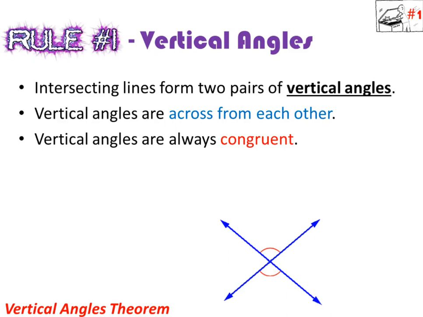I'm going to go over the different types of angles. First off, vertical angles. When you have two intersecting lines, the angles across from each other are vertical angles and they are always congruent.